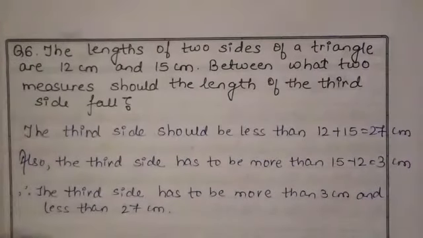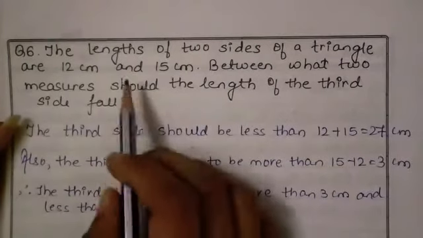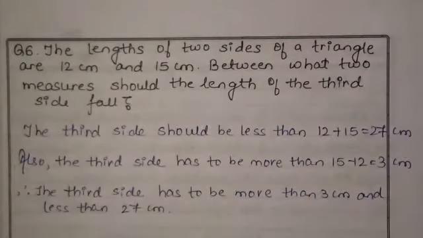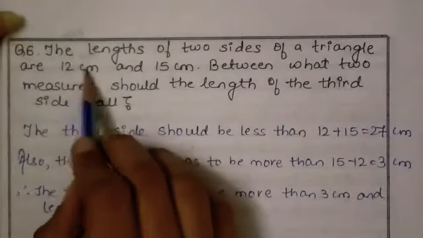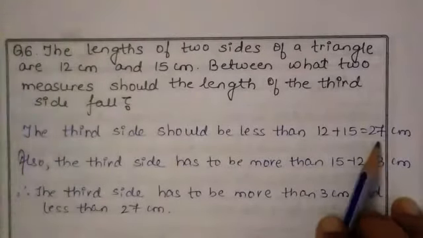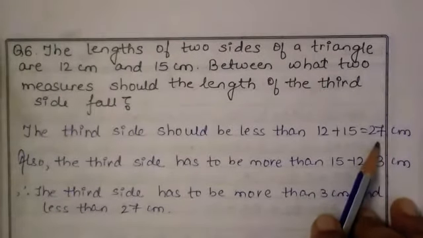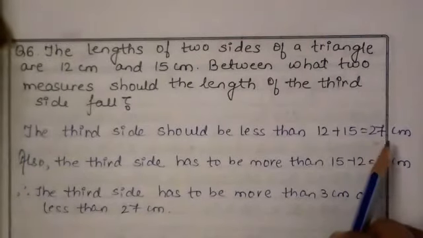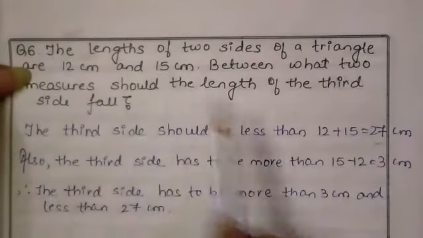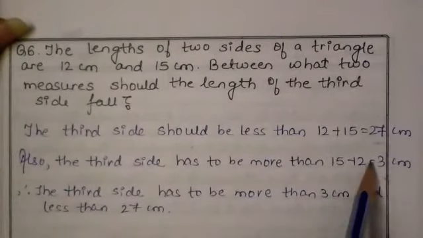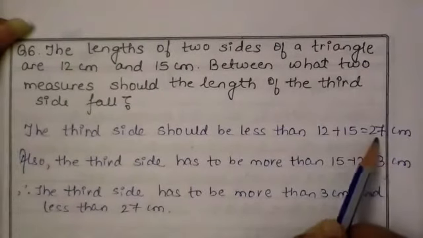So we know that the addition of two sides of a triangle is always greater than the third side. Means if we add 12 and 15 we get 27. So the third side has to be less than 27. But also the difference of these two will give me 3 centimeter. That is, the third length should be greater than 3 but should be less than 27.